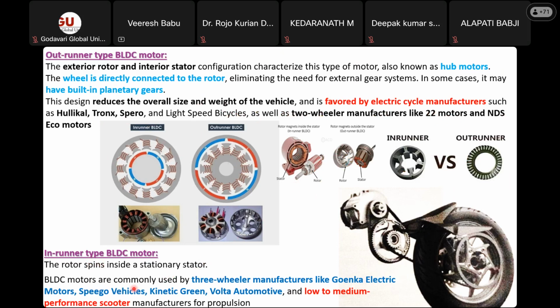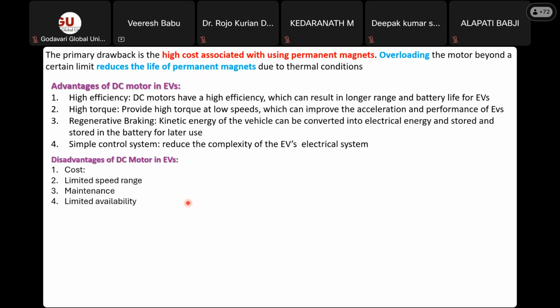The BLDC motors are commonly used by three-wheeler manufacturers like Goenka Electric Motors, Spigo Vehicles, Kinetic Green, and Volta Automotive, and low to medium speed performance scooters also use such kind of arrangement. You can see this arrangement here. So advantages and disadvantages, we'll try to talk about them.